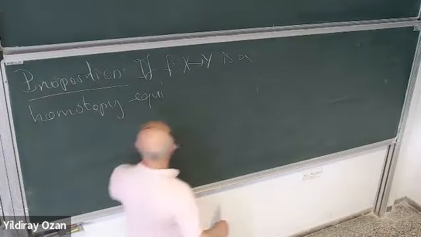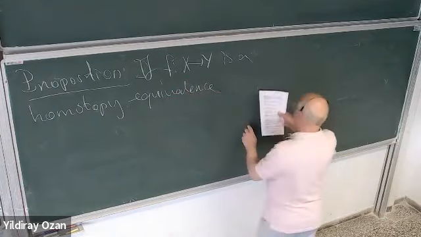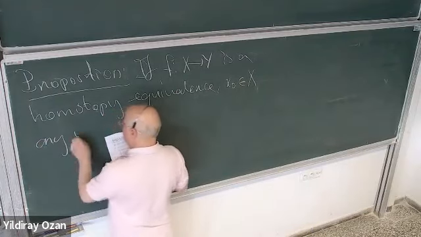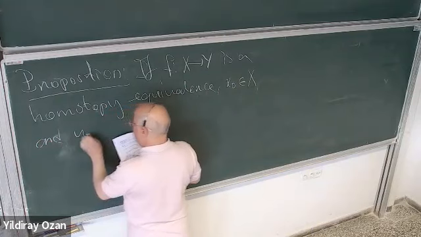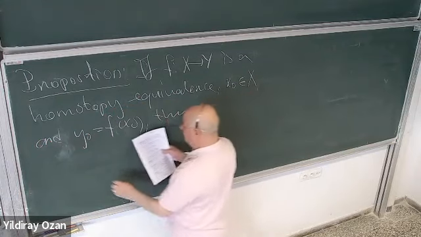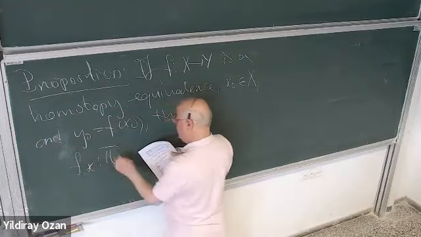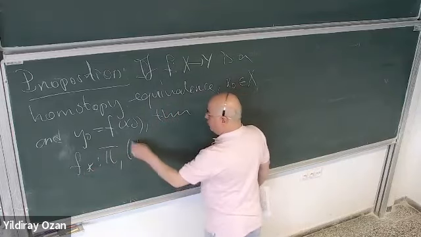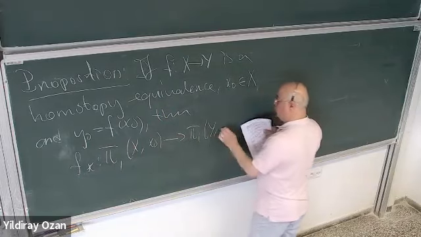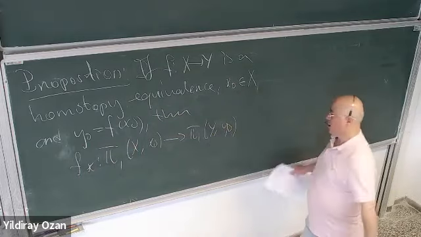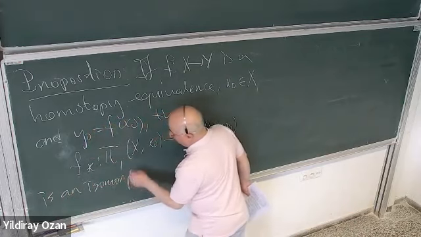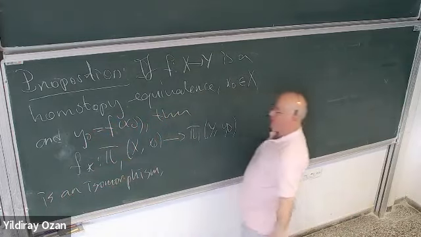If F is a homotopy equivalence, x0 is a point in X, and y0 is the image of x0, then F star, the induced homomorphism from the homotopy group of X at x0 to the homotopy group of Y at y0, is an isomorphism. Okay, is an isomorphism.